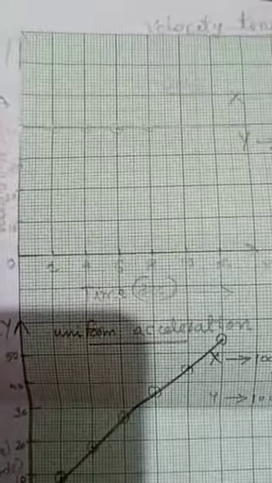So how many points are you getting? 1, 2, 3, 4, 5. Using a scale and pencil, join them and you will get a straight line which is parallel to the x-axis. So the graph will be a straight line parallel to the x-axis. This is the case of the velocity-time graph for uniform motion of an object.